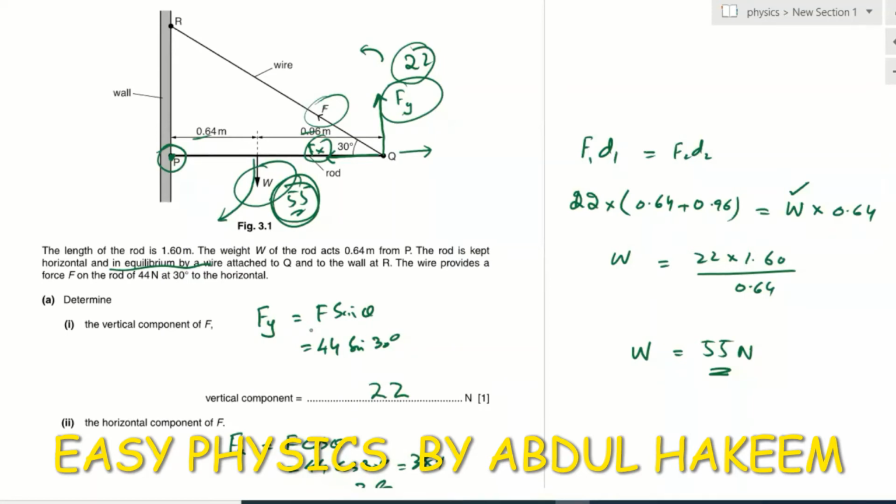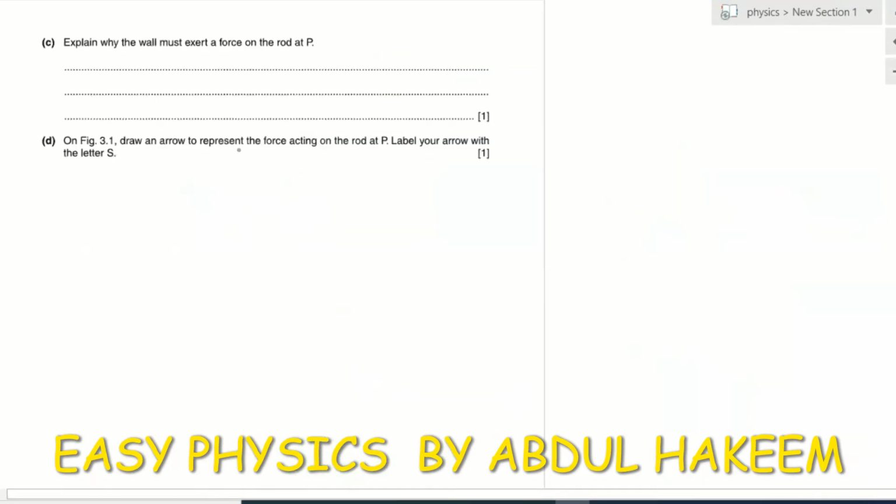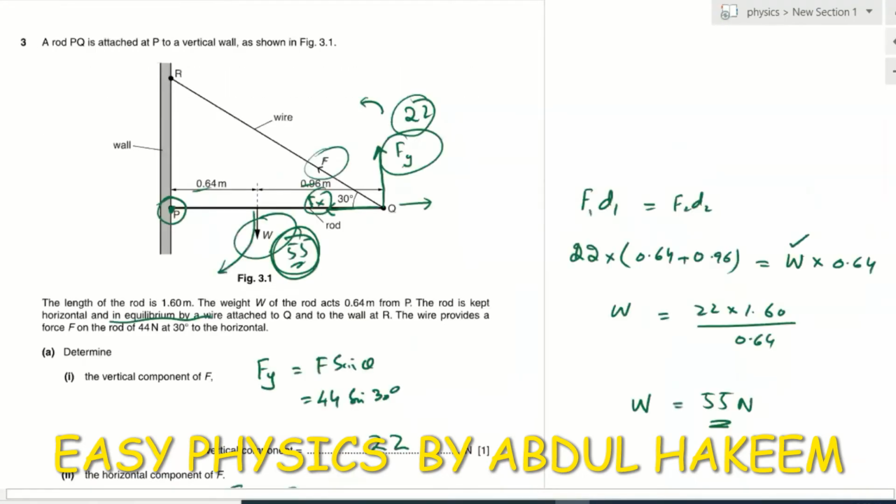Hence, a force is exerted at the point P. This is the answer. Next, draw an arrow to represent the force acting on the rod at P. We have to draw the direction according to the rule: if the forces are non-parallel and the object is in equilibrium, then all forces must meet at a point. This is the meeting point of the weight line and the force. Hence, the force at P must pass through this common point. So this is the direction of the force.